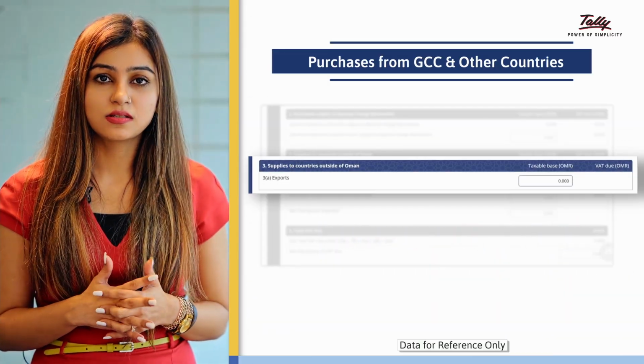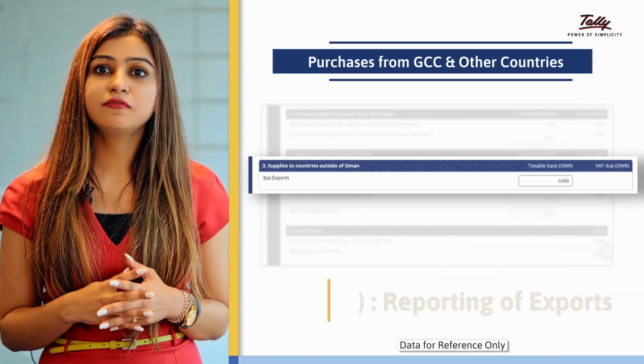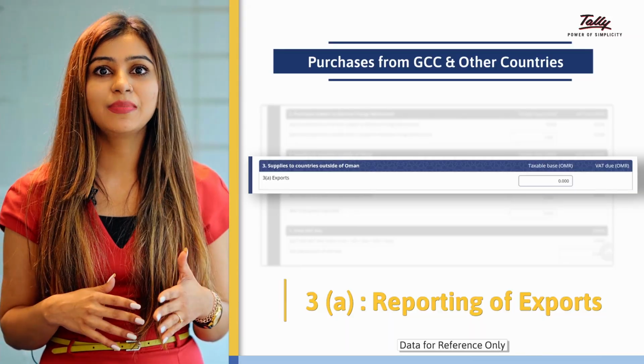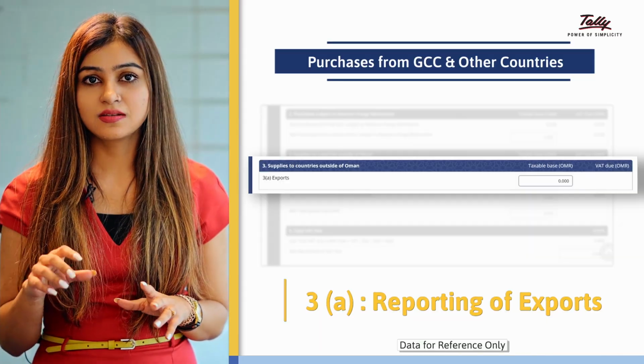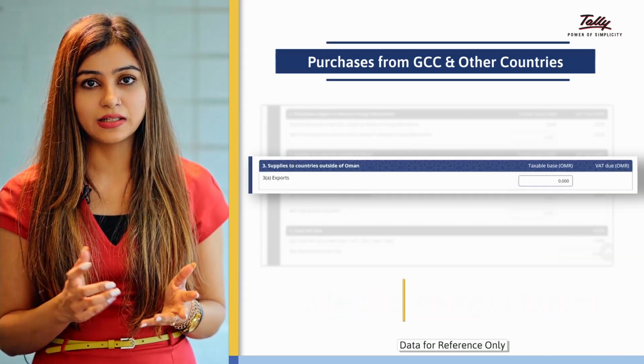Coming next to box 3. Box 3 talks about the reporting for the exports. All the exports made by a taxable person, whether of goods or services, shall be reported here. There is no VAT attached to it, so you report only the value.